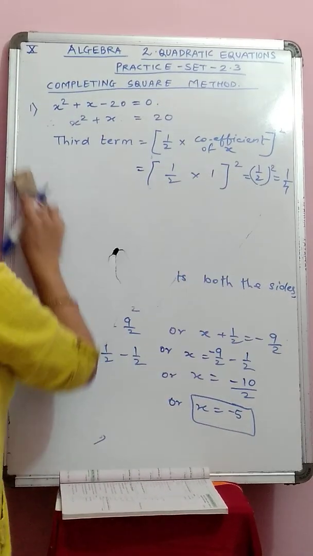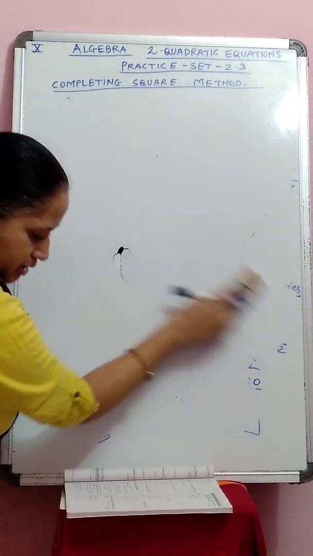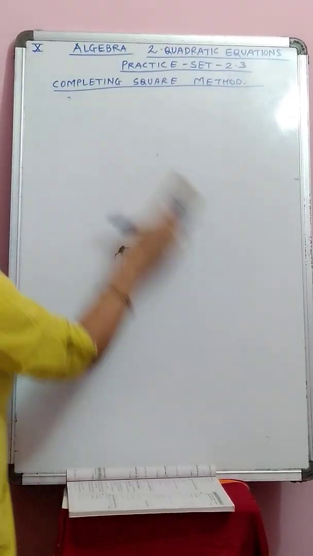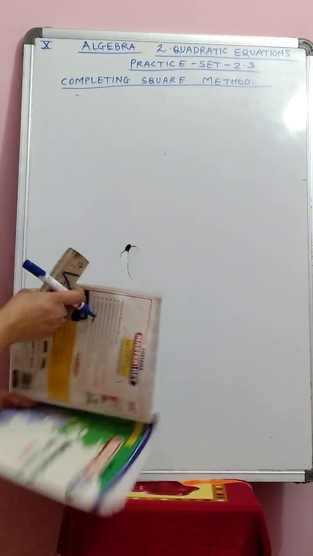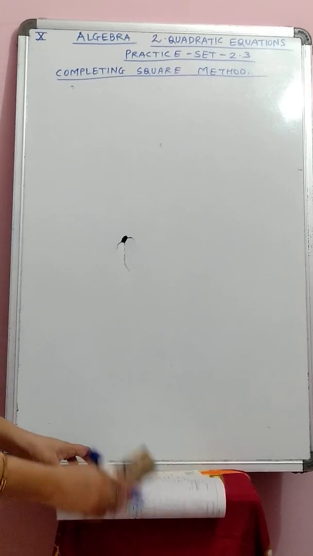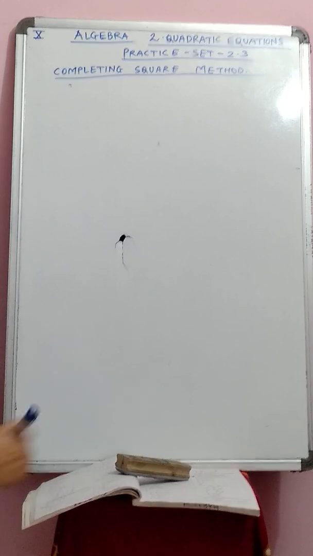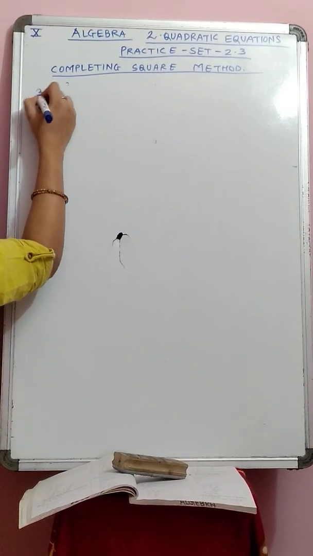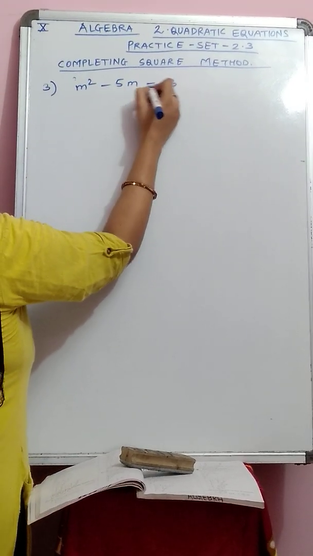Then moving towards question number 3. See, I am not doing question number 2 just because question number 2 is very simple, just like question number 1. So moving towards question number 3. Question number 3 is m square minus 5m is equal to minus 3. M square minus 5m is equal to minus 3.